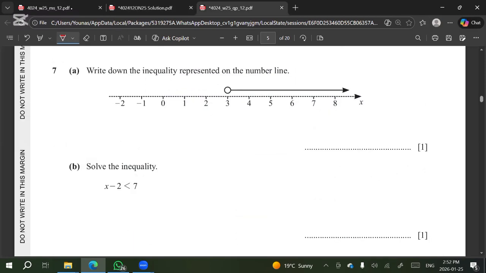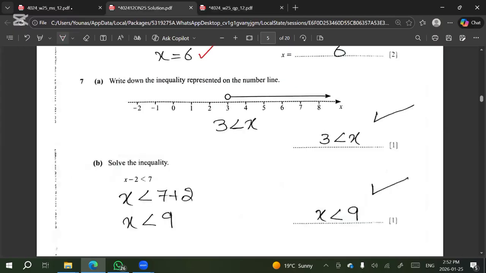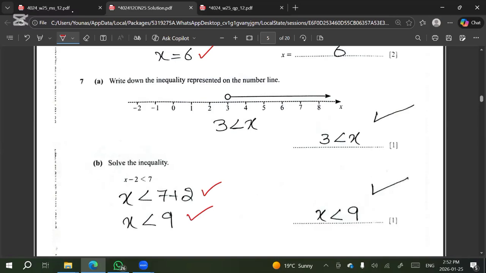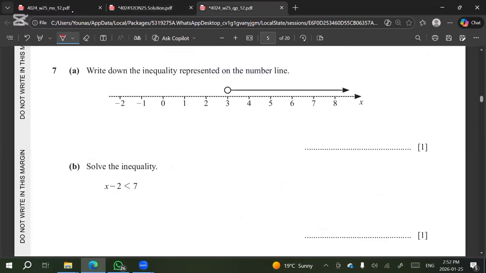Then we have this inequality. He says B part, question number 7, B part, solve the inequality. x minus 2 is less than 7. Take this minus 2 to the other side. It will become 7 plus 2. Then x is less than 9. So this is how you do question number 7, B part. So marking scheme is showing up on your screen. So this is how we have done the question number 7. So let's go to the next question.